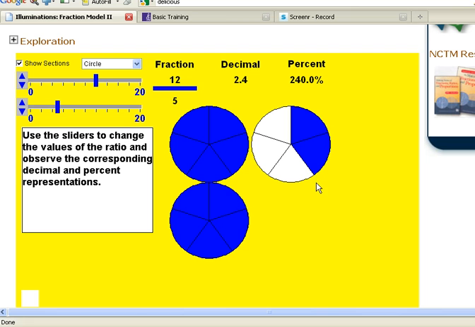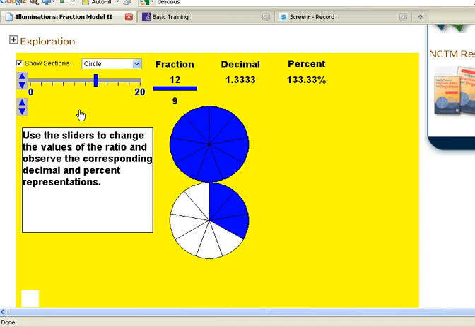This is a very nice applet to experiment with. It also works with decimals and percents. This is 2.4 or 2 4/10. And 240%, which we will be talking about in future modules.